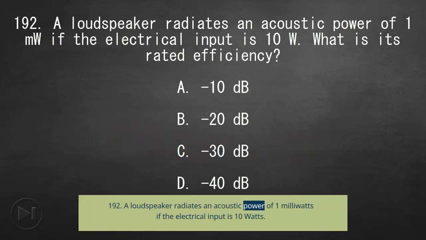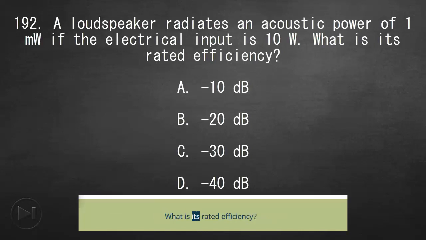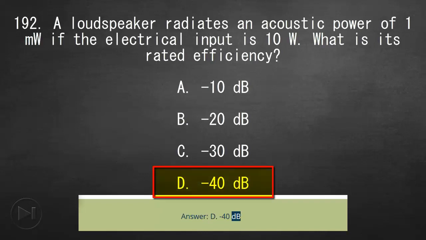192. A loudspeaker radiates an acoustic power of 1 milliwatt if the electrical input is 10 watts. What is its rated efficiency? A. -10 dB, B. -20 dB, C. -30 dB, D. -40 dB. Answer, D. -40 dB.